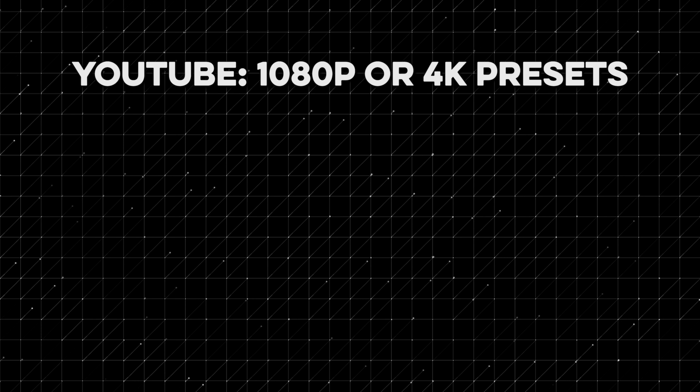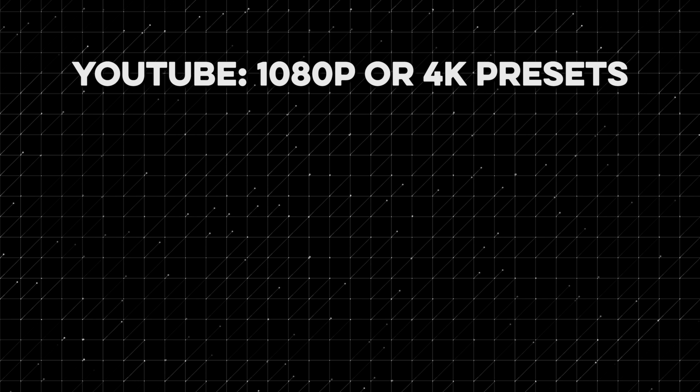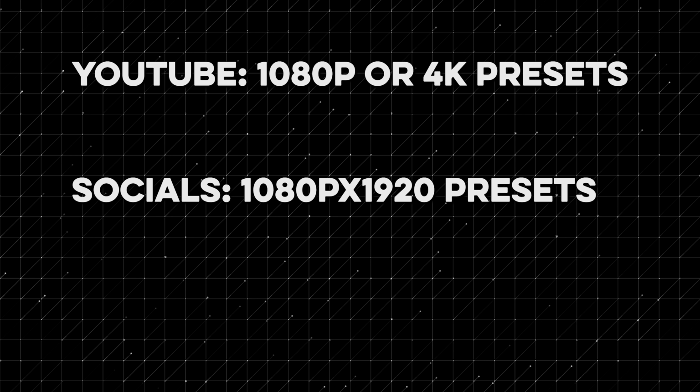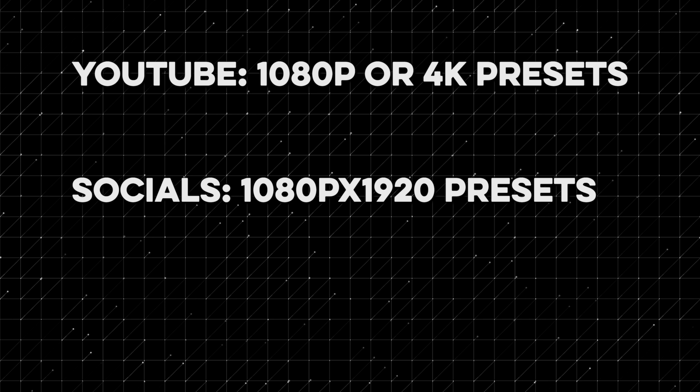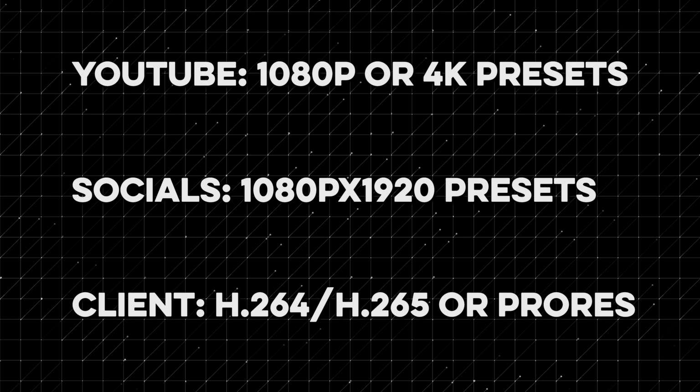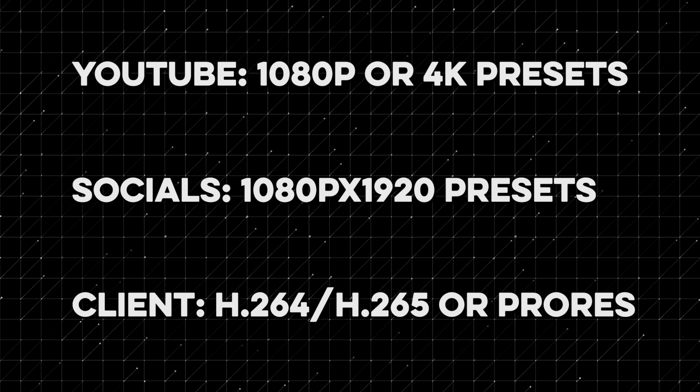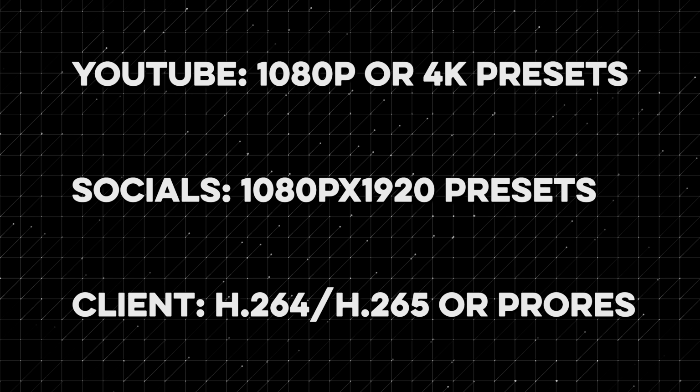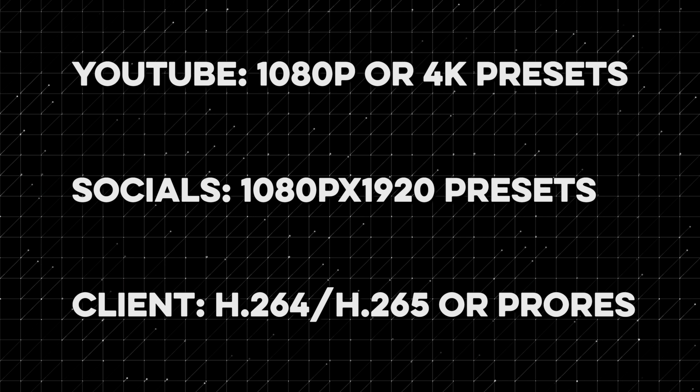So now that we know how to export our video, what settings should we use for each platform? For YouTube, 1080p or 4K presets for horizontal content. For Instagram or TikTok, use custom 1080 by 1920 vertical layout. For client delivery, I would use H.264 or H.265 for high bitrate, or use ProRes. And that's how you export videos professionally in Premiere Pro.